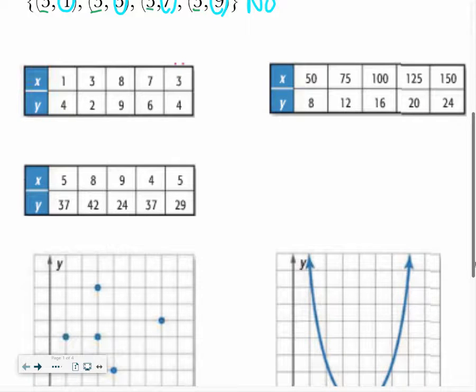It's basically the same thing because we have an x and a y value. So I go through and I look, do I have the same x value listed multiple times here? I have 1, 3, 8, 7, and 3. I notice I have 2 3s here. So I have to look at what values are associated with those 3. If they're the same, it's still a function. If they are different, it is not a function. So I look, I have a 2 and a 4. That means this is not a function.